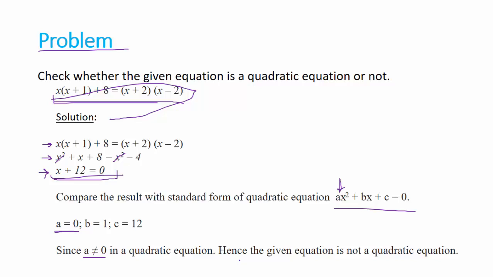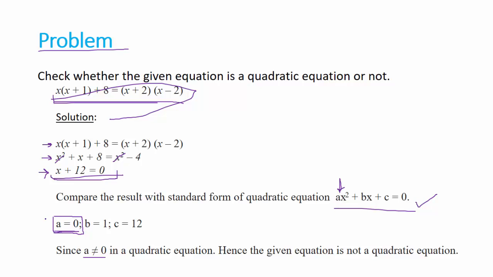So this is how you can identify whether a given equation is a quadratic equation or not. Solve the equation to its simplest form and compare it with the standard form of equation, which is ax square plus bx plus c is equal to 0, and check whether it satisfies the standard form or not. And this is the most important thing, keep it in your mind: a should not be equal to 0 in a quadratic equation.